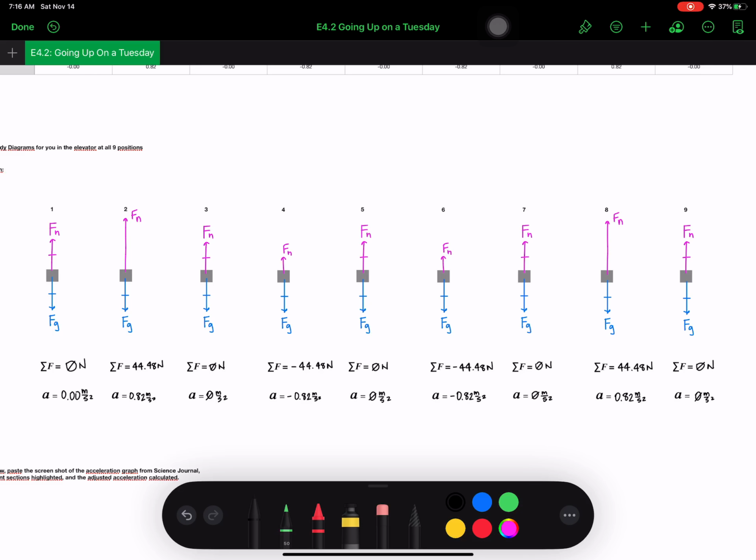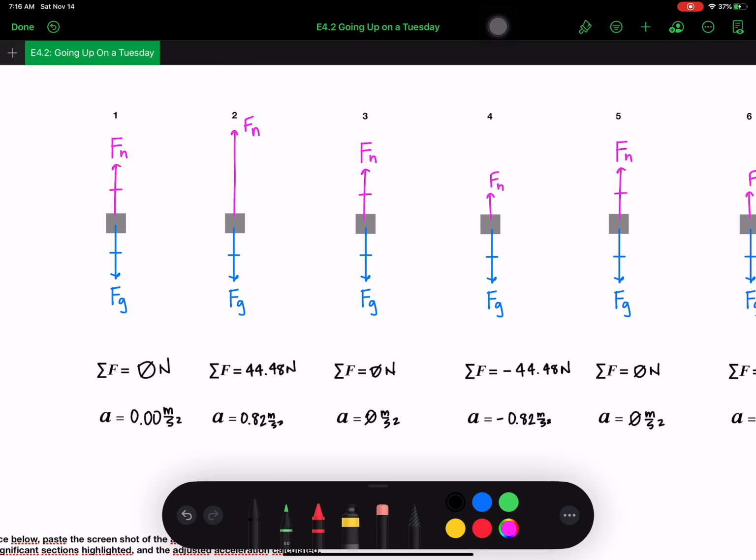As the elevator was moving upwards and speeding up, that means that acceleration points up. So now we're talking about position 2. In position 2, the elevator was moving up, speeding up. Acceleration points upwards, and so we know the net force must be upwards. That means that the forces pointing upwards must be greater than the forces pointing downwards. So here we see a normal force that's greater than the weight force.